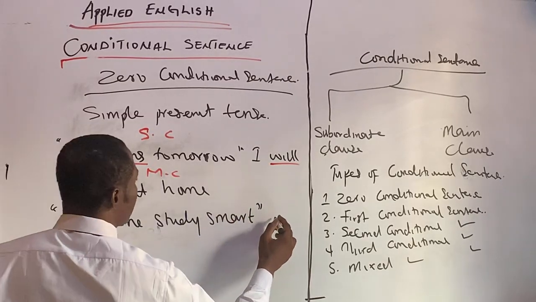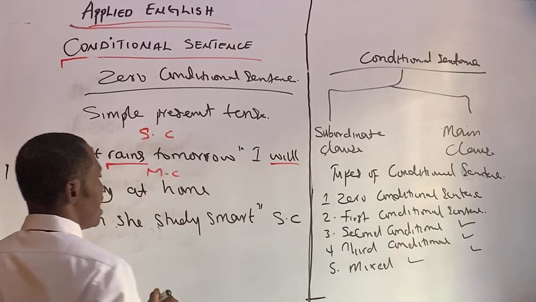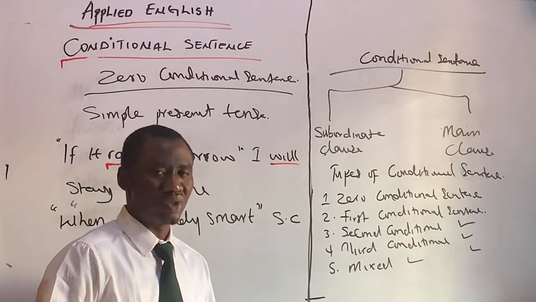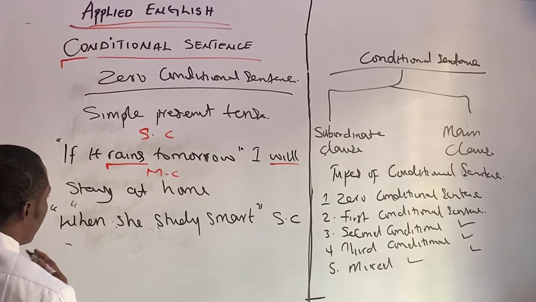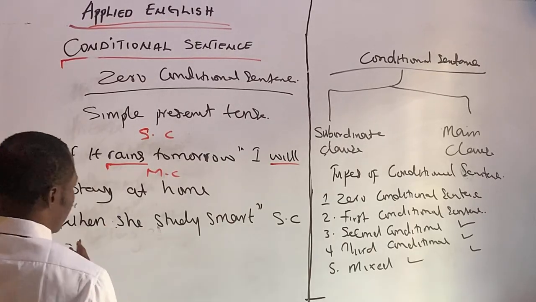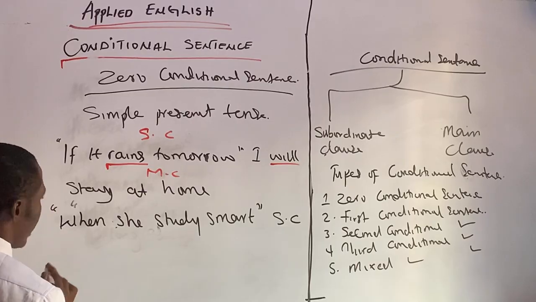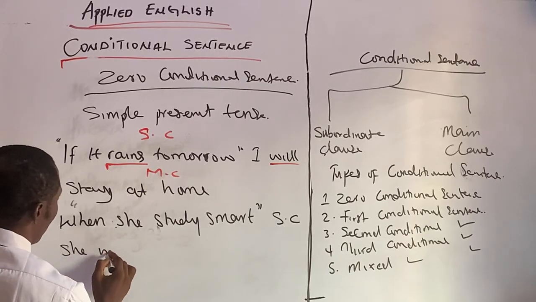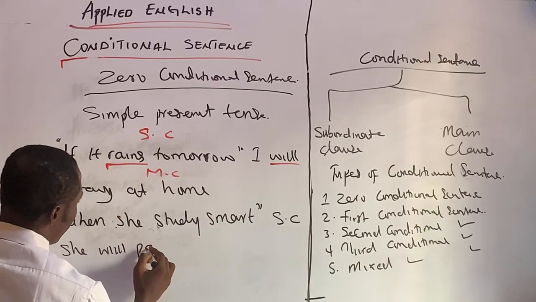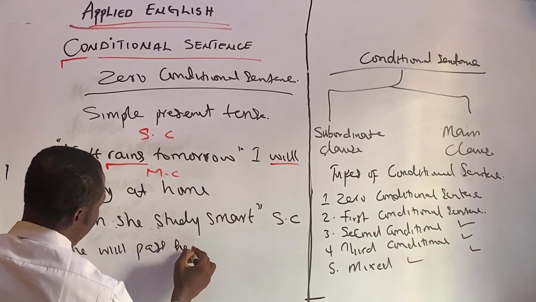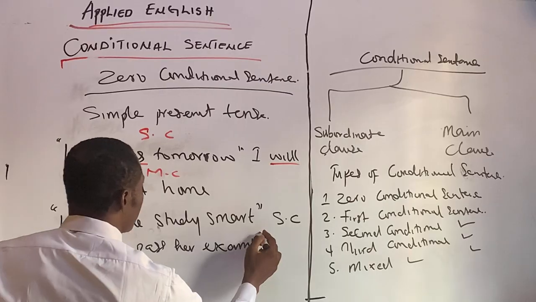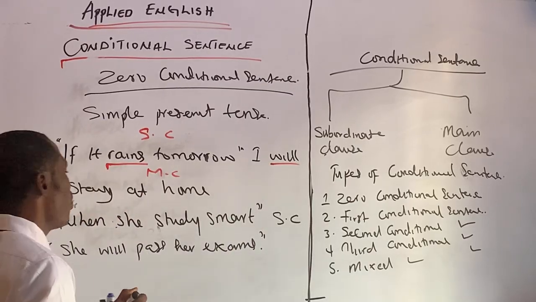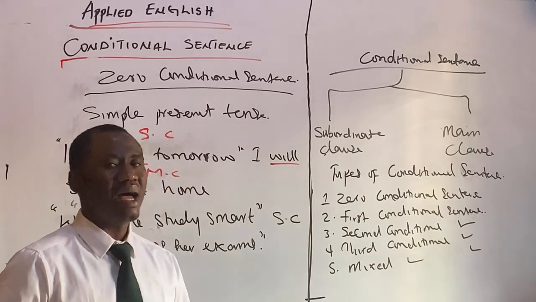And then this is the subordinate clause. Let's use SC to represent subordinate clause. Now, when she studies smart, she will pass her exams. All right. When she studies smart, she will pass her exam.